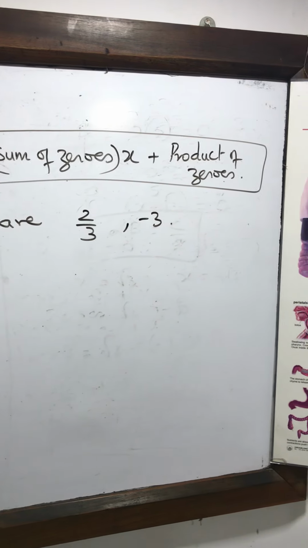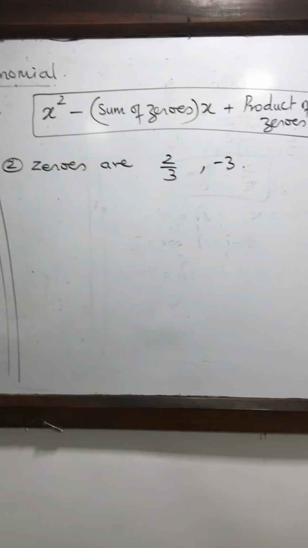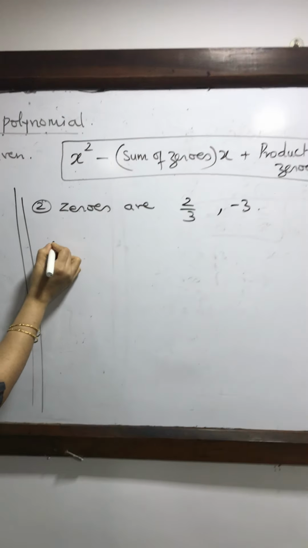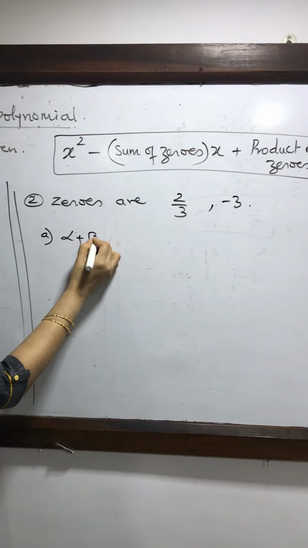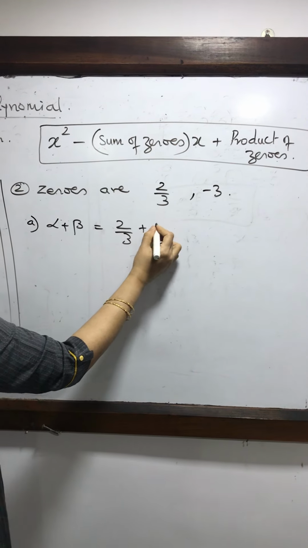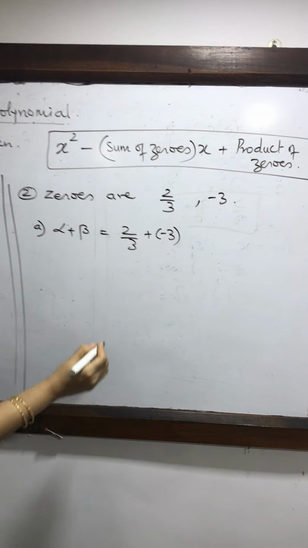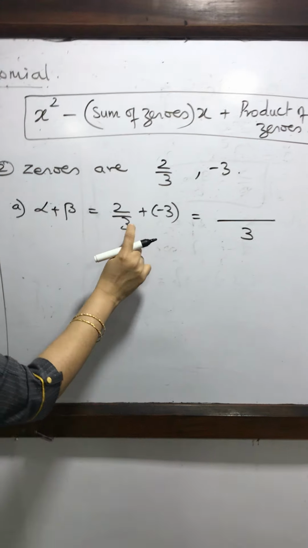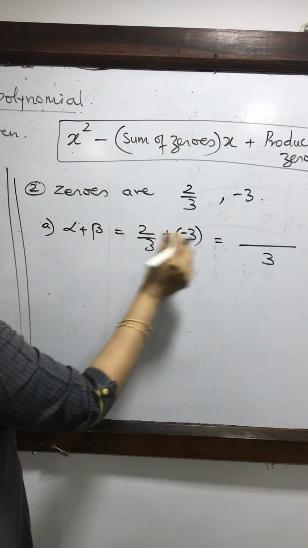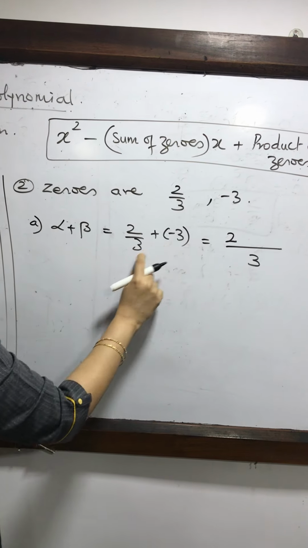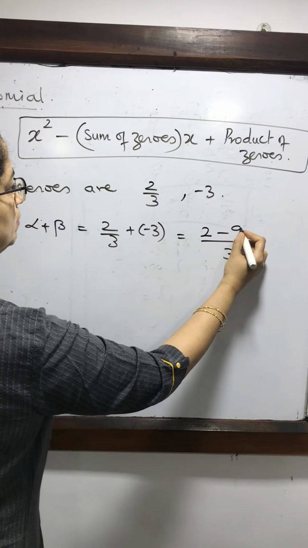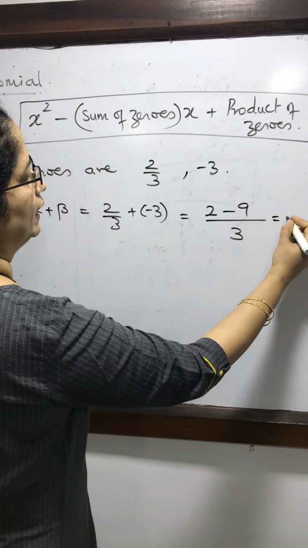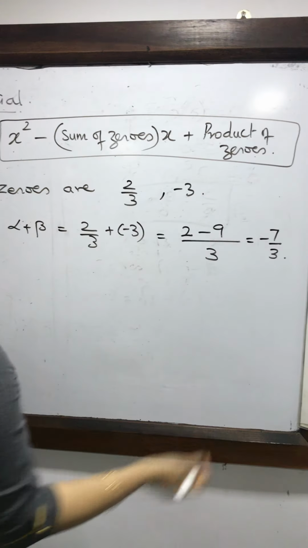Let us take another example where the zeros are 2 by 3 and minus 3. Step 1 is to find the sum of the zeros. In this case, one of the zeros is a fraction, so we will take the LCM. The LCM of these two fractions is 3. Denominator same, so the numerator I will write as it is, these two numbers to be multiplied, so that is minus 9. Minus 9 and 2 will give us minus 7 upon 3.